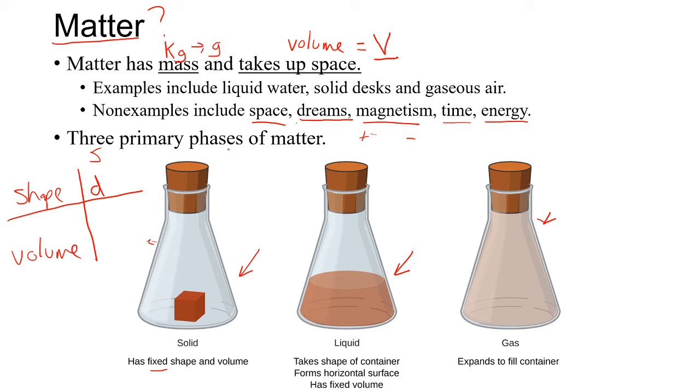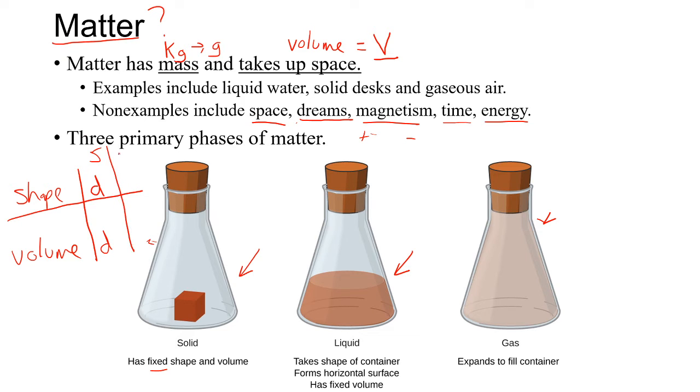And the volume, or how much space it occupies. So we can actually calculate the volume for this, and since the shape isn't changing, really the volume isn't going to change either. So we can say that the shape is definite, it's defined, the volume is definite as well.